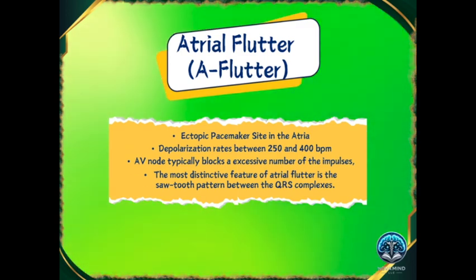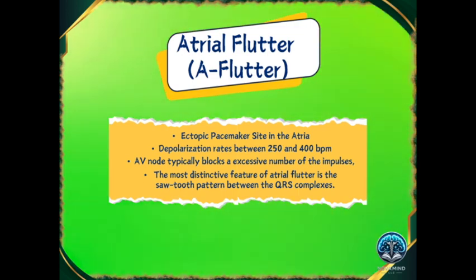At such elevated atrial rates, the AV node typically blocks a significant portion of the impulses, protecting the ventricles from excessively high rates. The AV node may conduct these impulses in varying ratios. The abnormal P waves seen in atrial flutter take on a characteristic sawtooth appearance, referred to as flutter waves or F waves. These waves dominate the baseline, eliminating the presence of an isoelectric line, and often obscure the T wave. The most distinctive feature of atrial flutter is that sawtooth pattern between the QRS complexes.